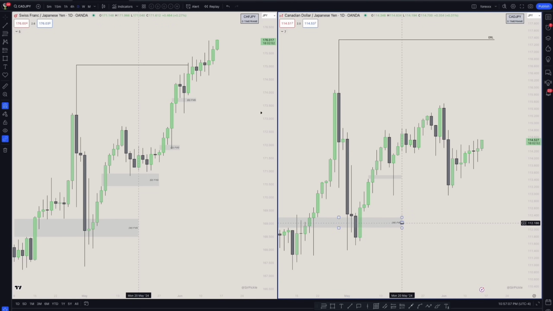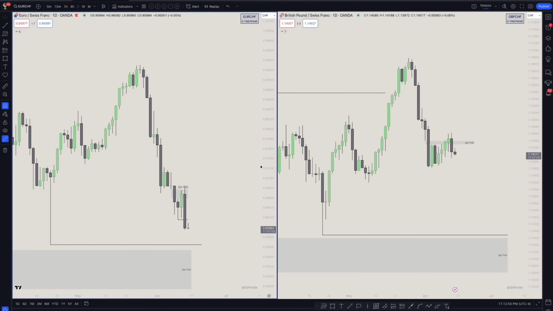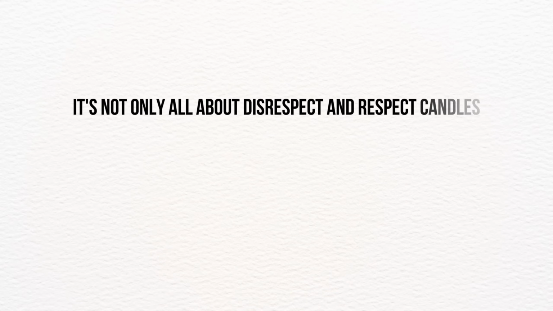Just reading the candle bodies, reading the candle wicks, we could already come to a conclusion as to which is going to be the stronger pair and the higher probability longs. So one more example here, we have Euro CHF on the left and we have GBP CHF on the right. One thing I want to mention about CSL is that it's not only all about disrespect and respect candles.